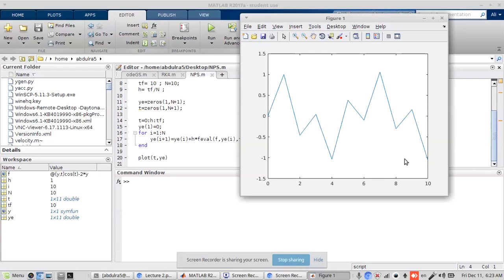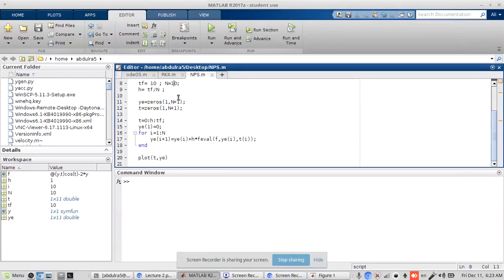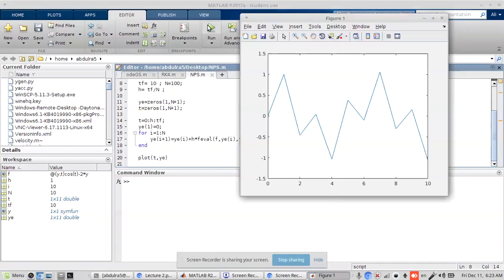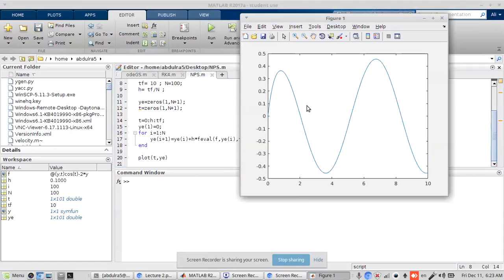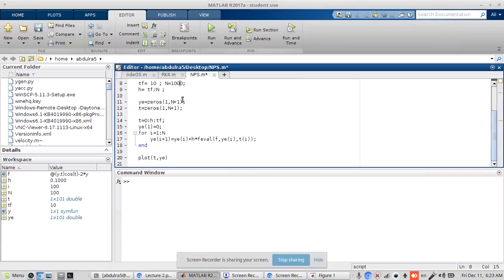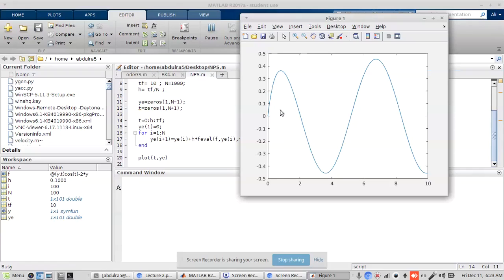If I increase n, that means we have a smaller h. So I should get something smoother than the first one. If I make it even bigger, I will get something much smoother than the first one. So this is the approximate solution. Why? Because I am using a numerical method.